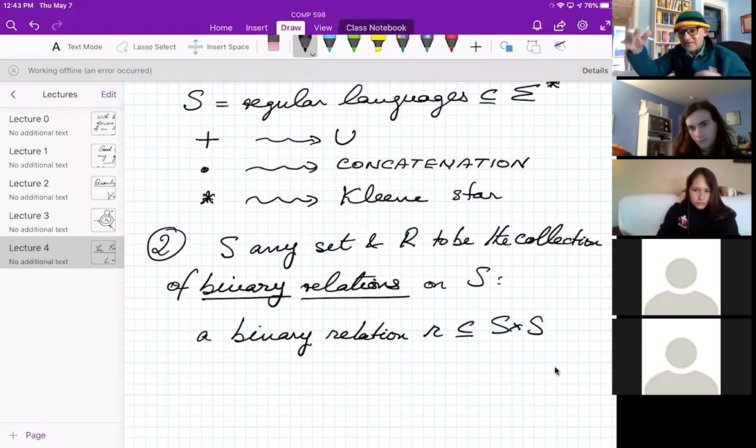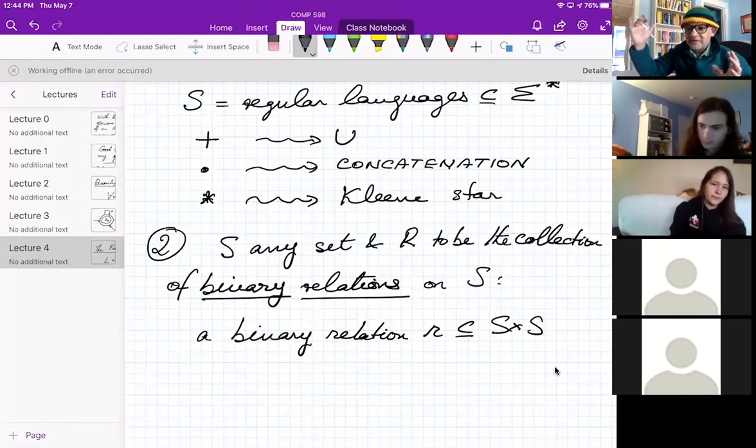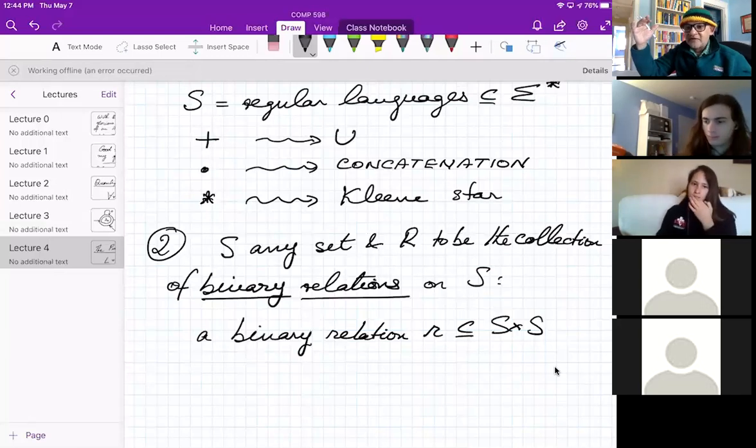So for example, if it's reflexive, transitive, symmetric, we call it an equivalence relation. If it's reflexive, anti-symmetric, transitive, we call it a partial order. If it's just reflexive and transitive, we call it a pre-order. And if it's any old thing, we just call it a binary relation. So binary relation by itself has no specified properties, not even reflexivity. Okay?